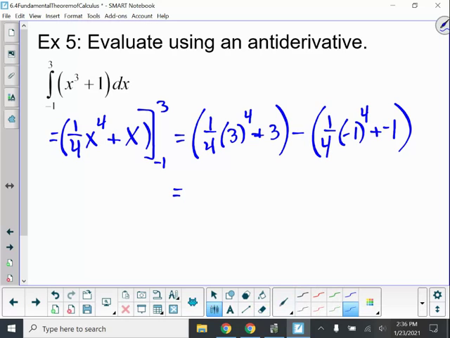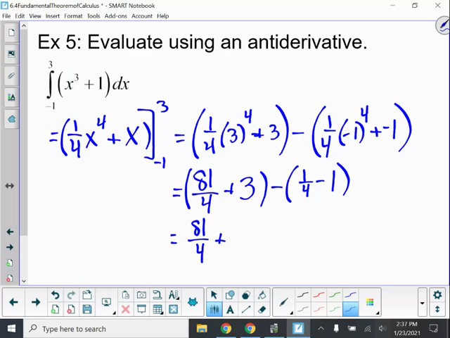Okay. So I have 81 over 4 plus 3. This is going to be a -1 to the 4th power is +1 times a fourth is a fourth, minus 1. So this is 81 over 4 plus 3. 1/4 minus 1 is -3/4. The negative in front of that, though, makes it a +3/4. So I have 81/4 plus 3 plus 3/4, and that is going to give me 24. So 24 is going to be the area under the curve.